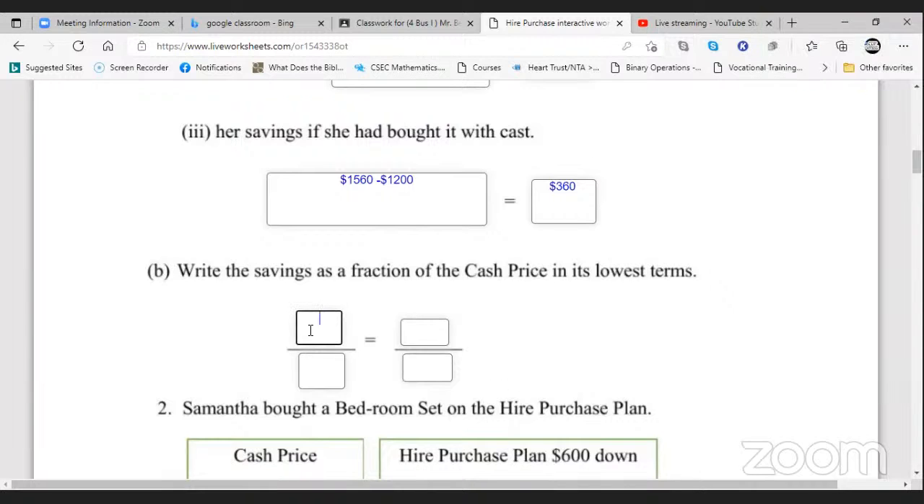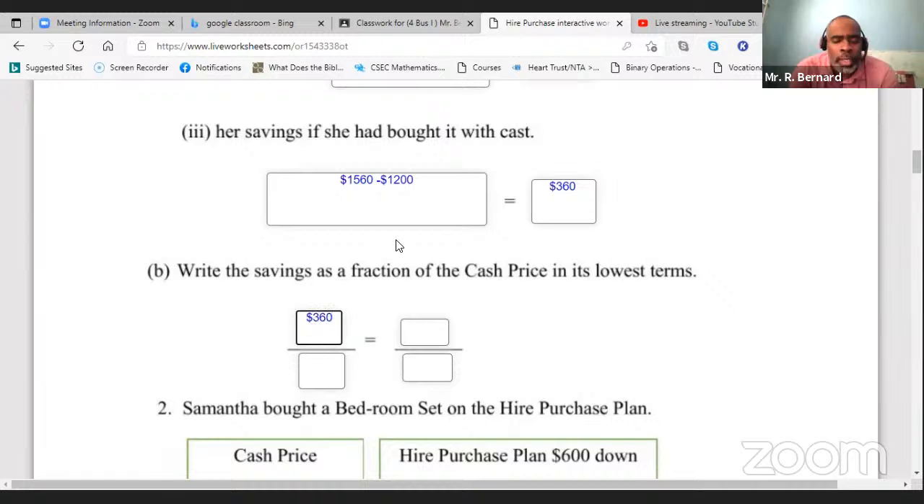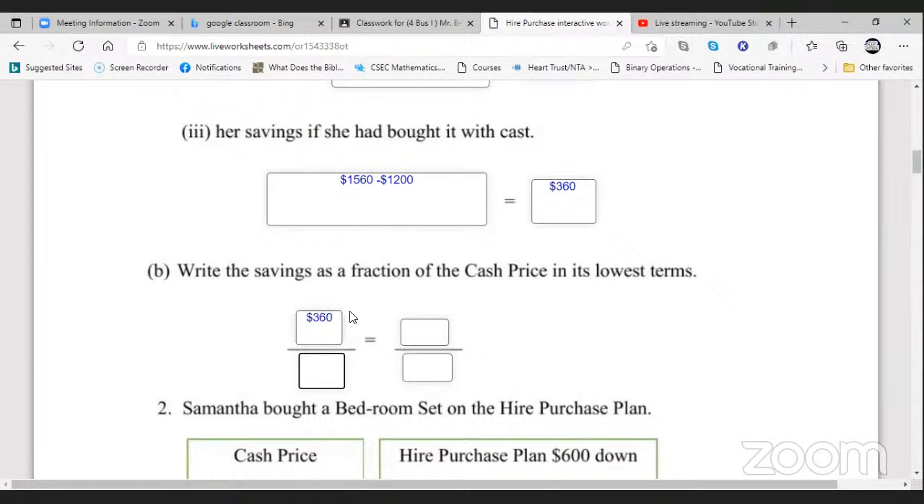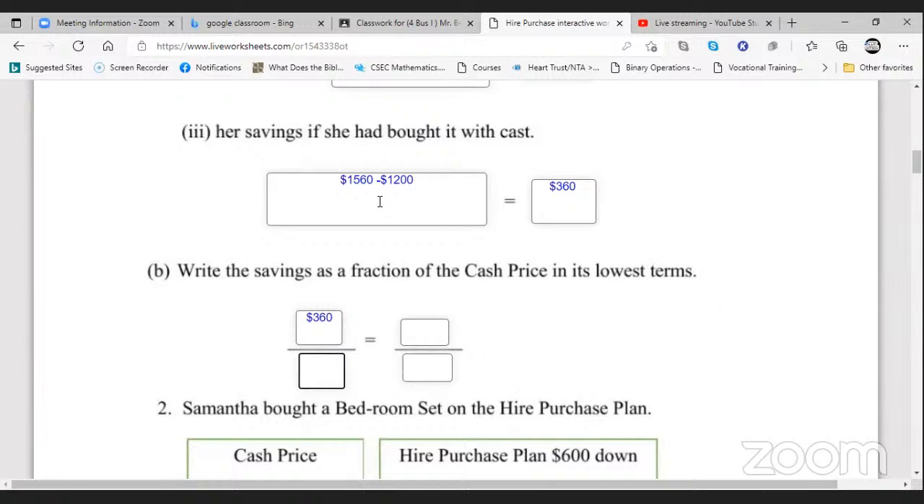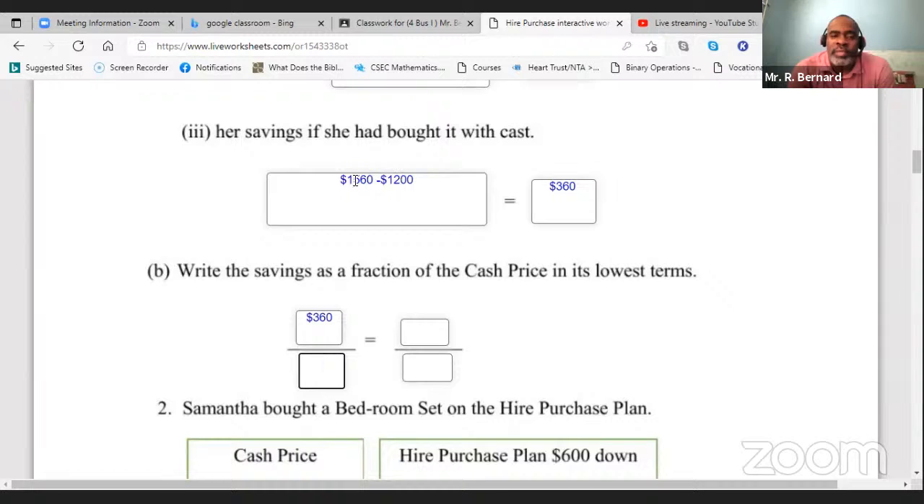Sir, I need to go to the bathroom. Sir, can you explain anything to me, please? You mean this one right here? Which one? Yes, sir. We'll just start with this one.